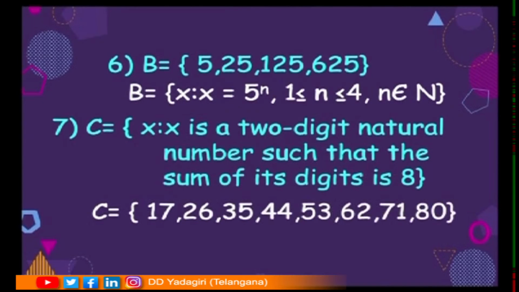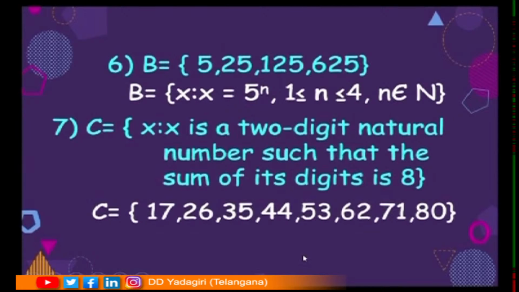So, I can write the elements of this set as 17, 26, 35, 44, 53, 62, 71, 80. 1 plus 7 gives me 8, 2 plus 6 gives me 8, 3 plus 5 gives me 8 and 4 plus 4 is 8, 5 plus 3 is 8, 6 plus 2 is 8, 7 plus 1 is 8 and 8 plus 0 is 8. We have observed that the elements satisfy the condition of being 2-digited and at the same time adding up the digits comes out to be the sum as 8.